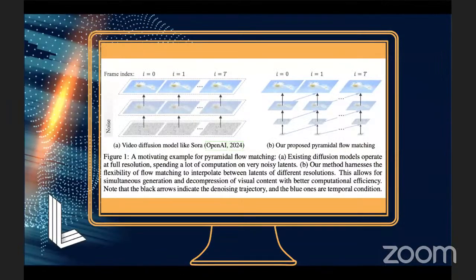Consider the current state of the art like Sora from OpenAI. These models operate at full resolution throughout the generation process. This means they dedicate a considerable amount of computation to processing noisy and relatively uninformative initial frames, leading to inefficiency. This paper's approach, pyramidal flow matching, offers a more efficient alternative.